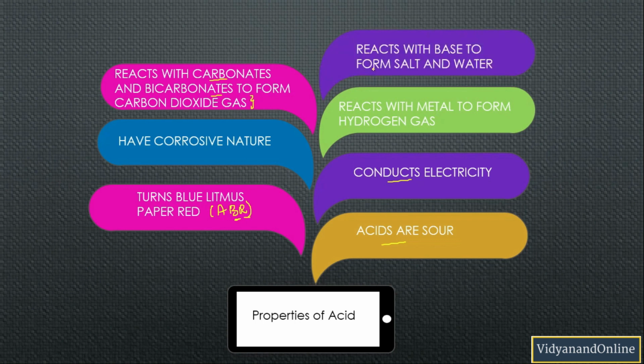Next is the neutralization reaction. When acid reacts with base, the base neutralizes the effect of acid, and thus neutral salt and neutral water are formed. Last is what will happen when acid reacts with metal oxides. Metal oxides are basically basic in nature. So when acid reacts with base, it forms salt and water. So we are done with this topic.